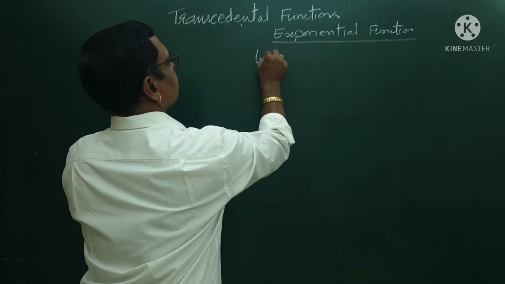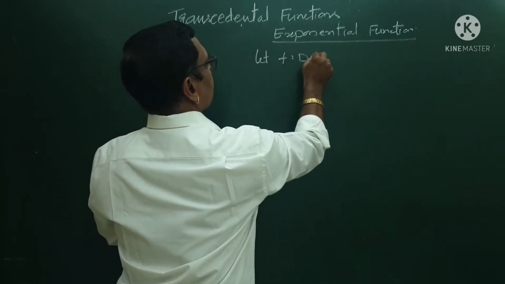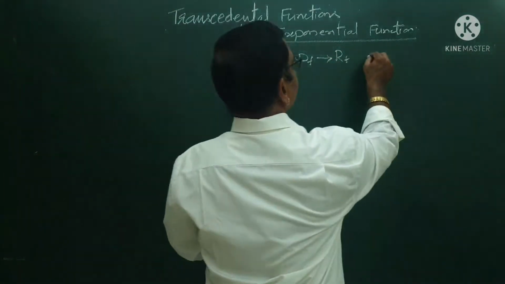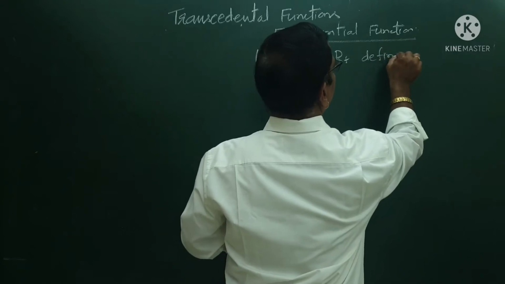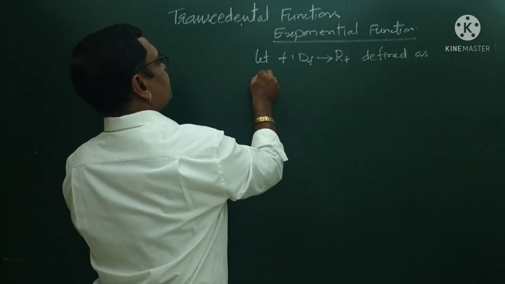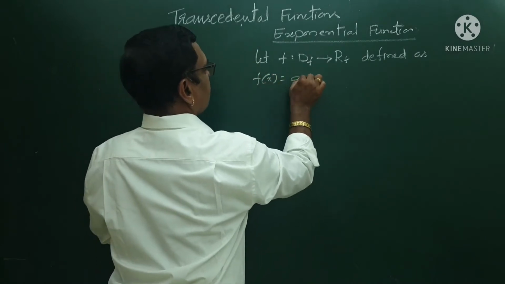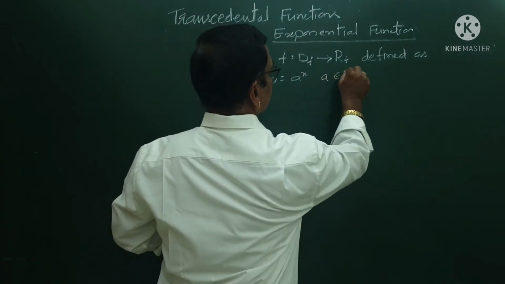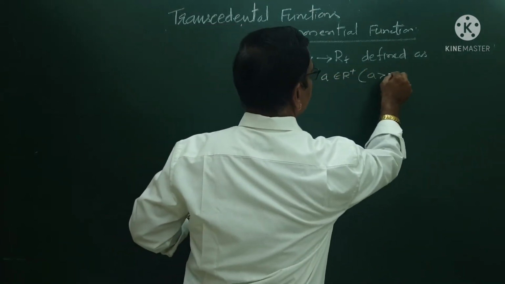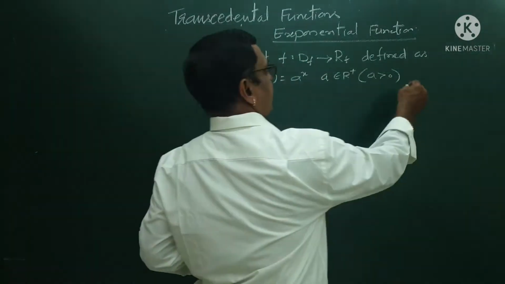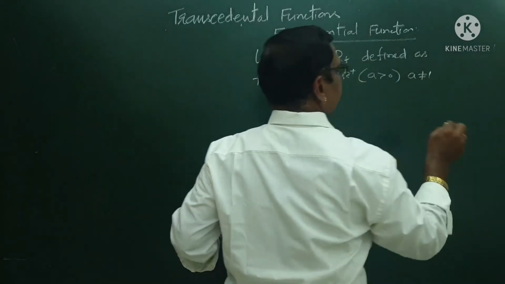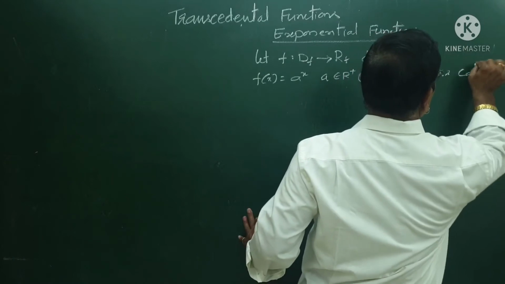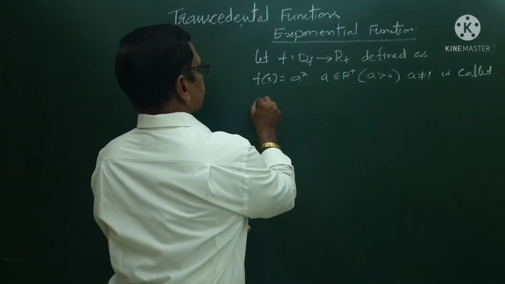Let f be a function that maps the domain of f to the range of f, defined as f of x is equal to a power x. What is a here? A is a strictly positive real number, that means a is more than 0. And one more condition for a: it should never be equal to 1, a is not equal to 1. It is called an exponential function.